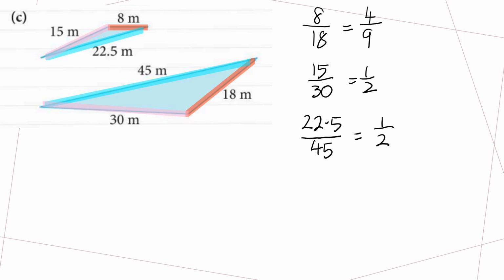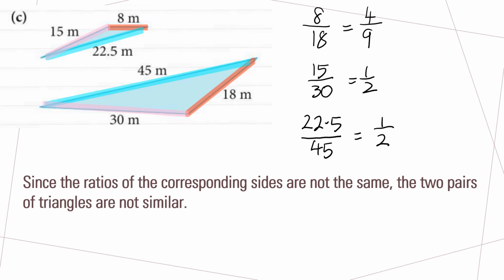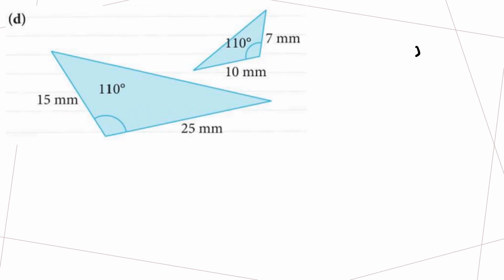So can you see that all the ratios are not the same? 4 over 9 obviously does not equal half, right? So therefore we can make a conclusion that the two triangles are not similar because the ratios of the corresponding sides are not the same. Since the 3 ratios of the corresponding sides are not the same, the two triangles are not similar.